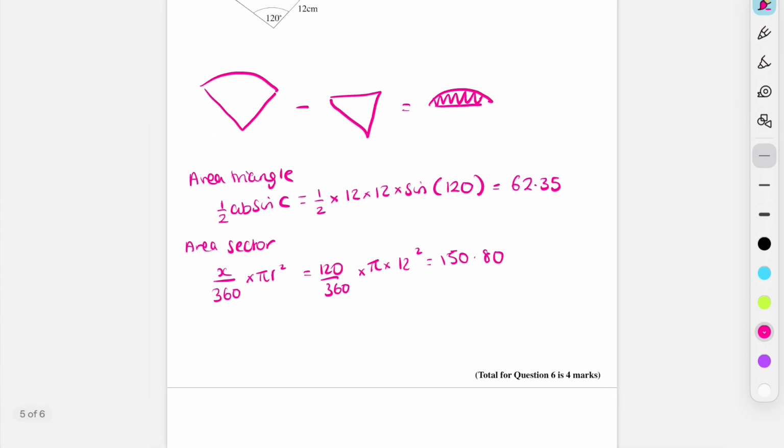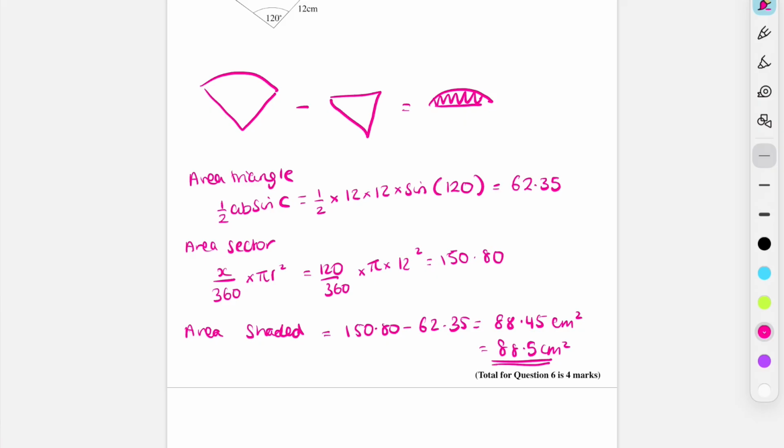So the shaded region is going to be 150.80 minus 62.35, and if I type that into my calculator, I end up with 88.45. So the answer to this question is 88.45, and if I want to give that to 3 significant figures, that's going to be 88.5 centimeters squared. So that is the answer to this question.